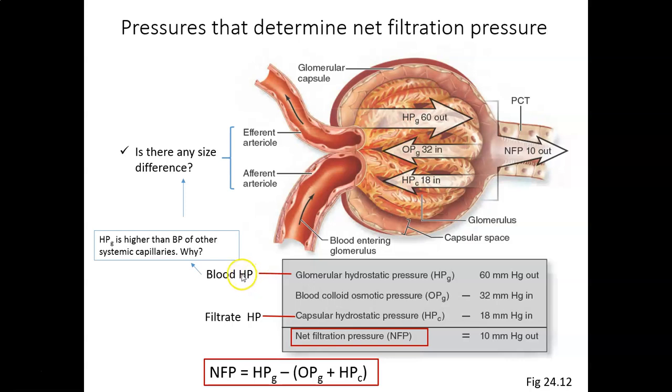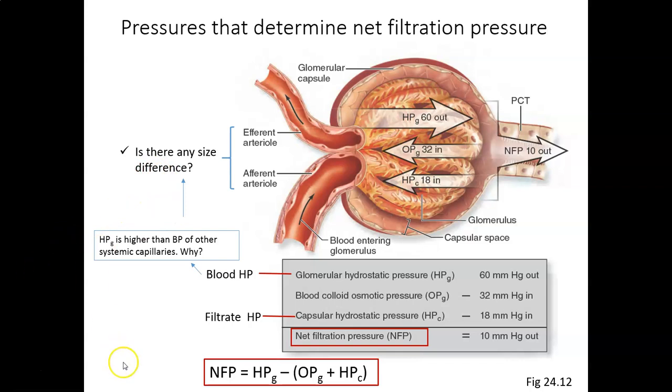Okay, so if you notice, the blood HP here is even higher than the blood pressure of other systemic capillaries. Why? This is because of the size difference between the afferent arteriole and the efferent arteriole, right? We talked about this one being big and this one being small. You artificially increase the hydrostatic pressure of the glomerulus. So then you end up with a higher hydrostatic pressure in the glomerulus than in the other capillaries.